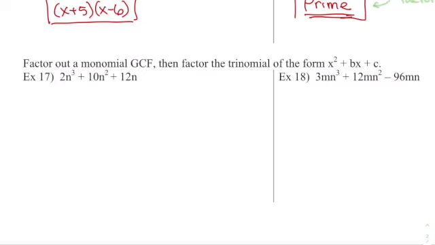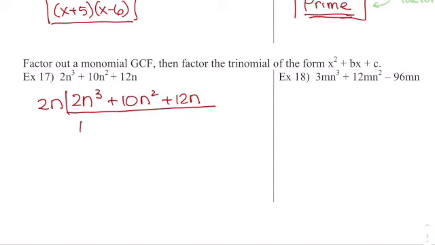Number 17 says, factor out the monomial GCF, then factor the trinomial of the form x squared plus bx plus c. So we are combining the past two ideas together. To do that, I'm going to factor out things in common first. That's going to be 2n to the third plus 10n squared plus 12n, and that's going to be 2n. So that leaves me with n to the second power plus 5n plus 6. Because 2 goes into 12 6 times, n and n cancel out.